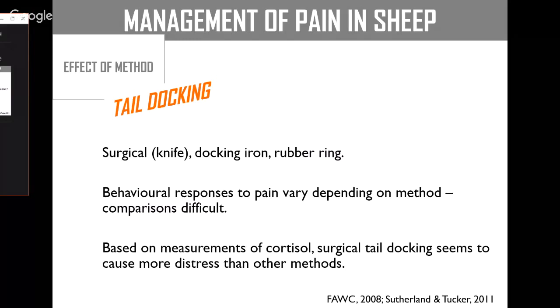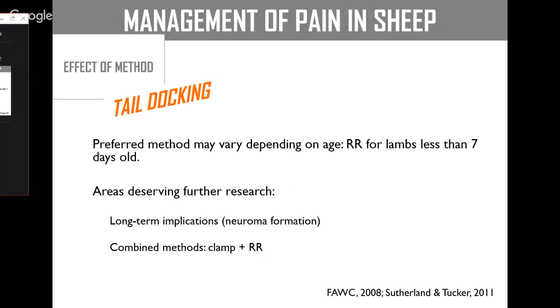When people use cortisol instead of behavior, again, it seems that surgical tail docking is more painful, causes more distress than other methods. So the Farm Animal Welfare Council, for example, suggests that the preferred method may vary depending on age. Could be rubber ring for very young lambs, hot iron for older lambs. And again, we have some areas deserving further research.